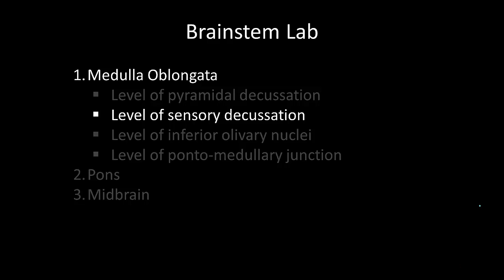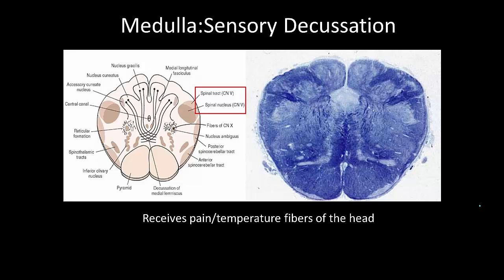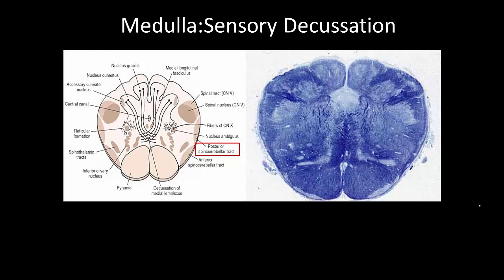Okay, our second section is going to be at the level of the sensory or lemnisci decussation. At this level, we can see our corticospinal fibers that are giving rise to the appearance of the pyramids in the most anterior portion of the medulla. We can still see the spinal trigeminal nuclei and tracts in the lateral portion, as well as the spinocerebellar tracts lying just anterior to those spinal trigeminal nuclei and tracts.